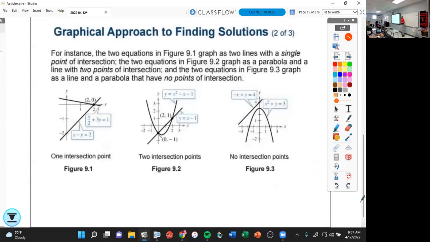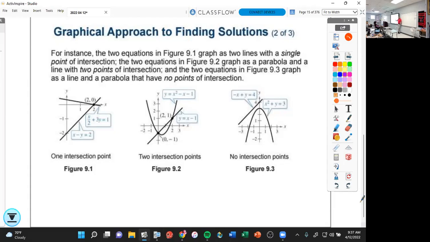Here are 3 examples. The first one has intersection at 1 point. The second one has an intersection at 2 points, and the third one has no solution. And you can see that easily on the paper. You can spend a lot of time trying to use elimination to find out that there's no solution, or substitution.